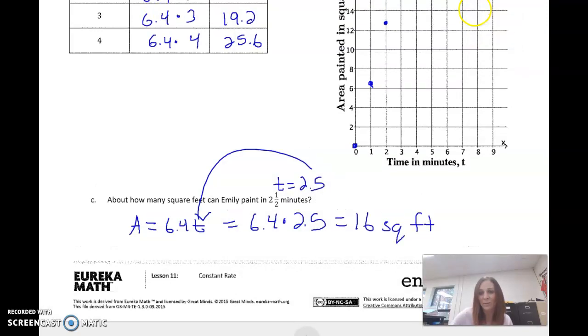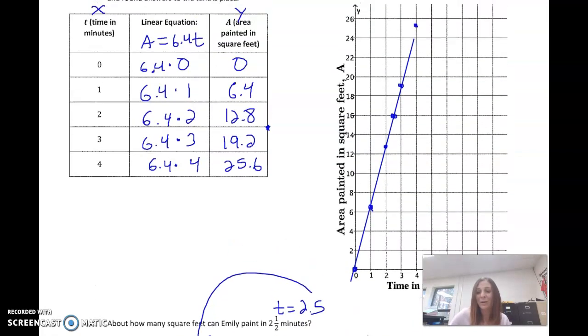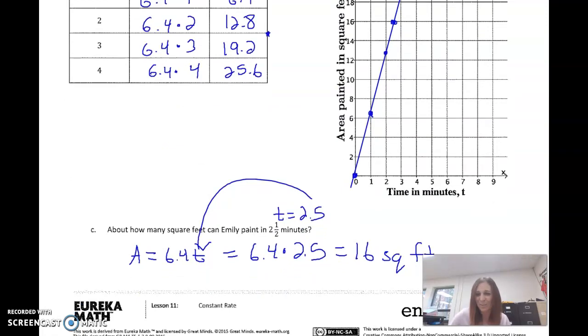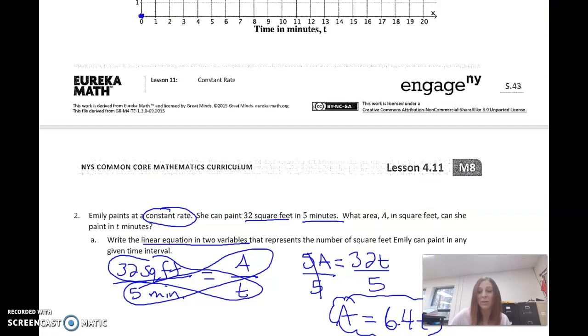Now let's look at our graph here. 2.5 would be right here. If I did my line, 2.5, notice it is right here at 16. If I look here, halfway between 2 and 3, 12.5, 19.2, 16 would fall in there. So we can see all 3 of the different ways we can use, this is the most exact, to find out information from our variable using our constant rate, from our equation using our constant rate.